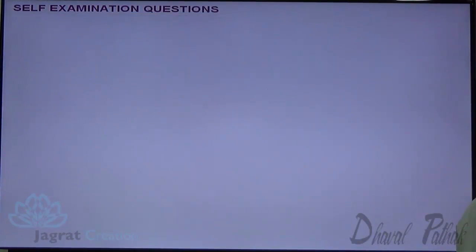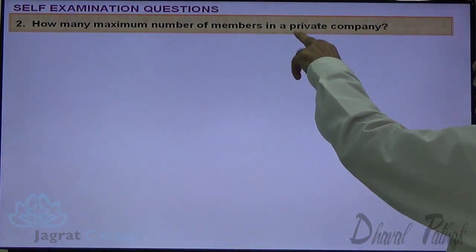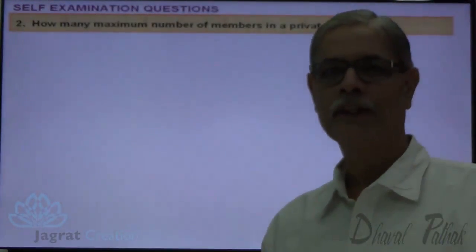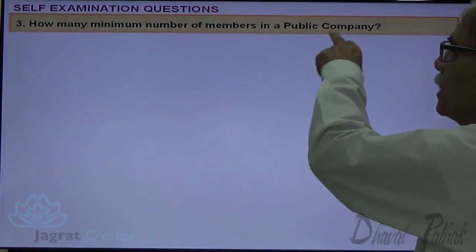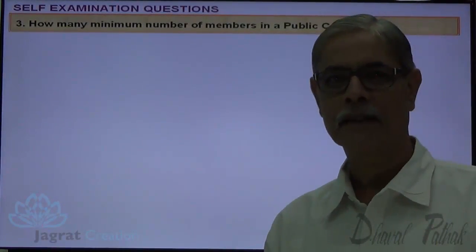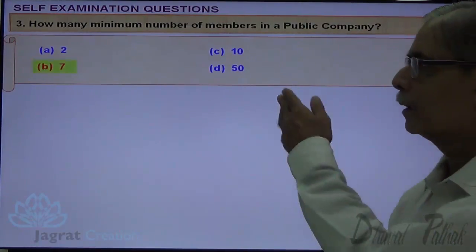Next. How many maximum number of members in a private company? 50. How many minimum number of members in a public company? 7. Next.